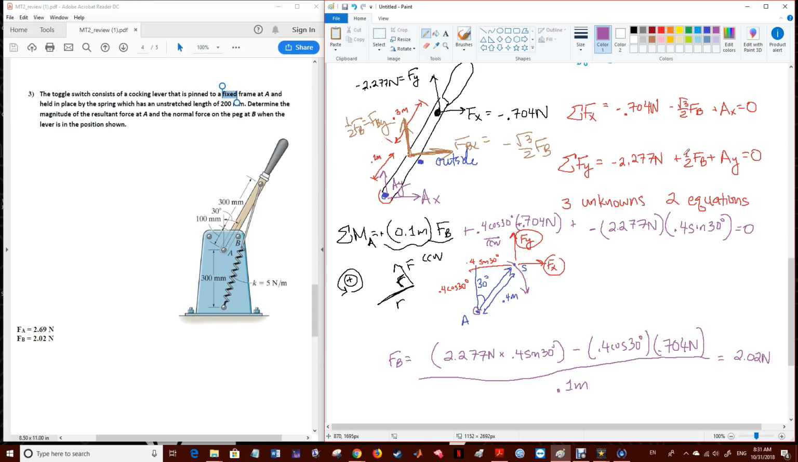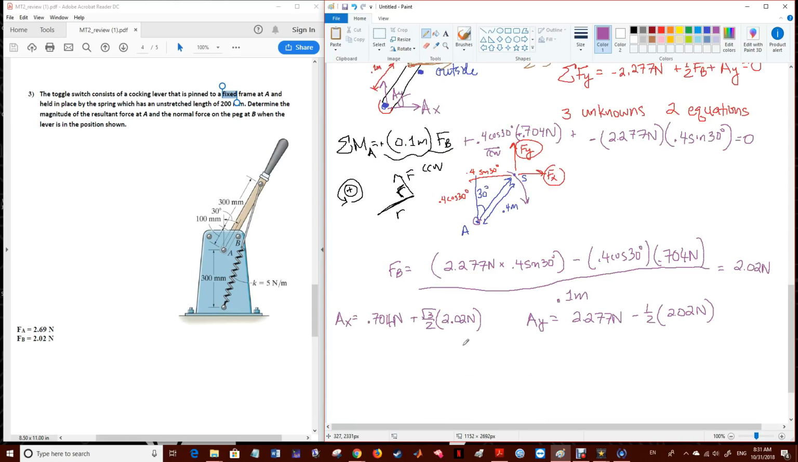Now we have ways to figure out what is AX and AY, because if I solve for AX by itself from this equation, this will be equal to 0.704 newtons plus root 3 over 2 times FB, which we found to be 2.02 newtons. And then AY will be equal to 2.277 newtons minus 1/2 times 2.02 newtons. And of course, these are just the forces in the x and the y direction. So suppose that these are both positive values. I have AX this way, I have AY this way.